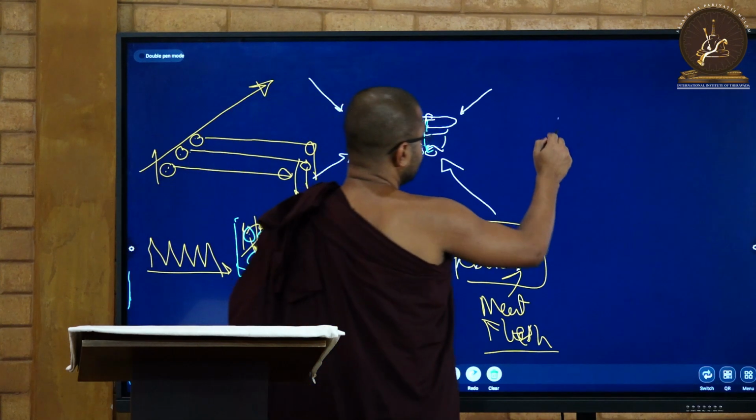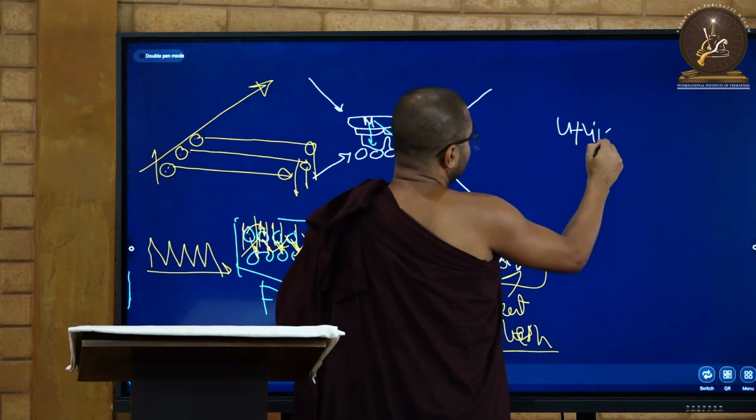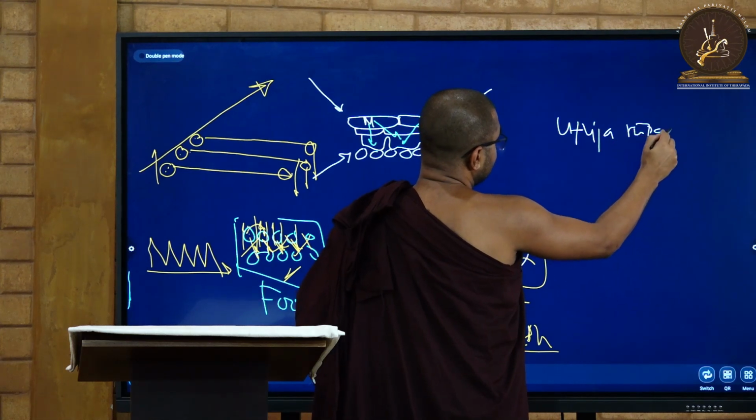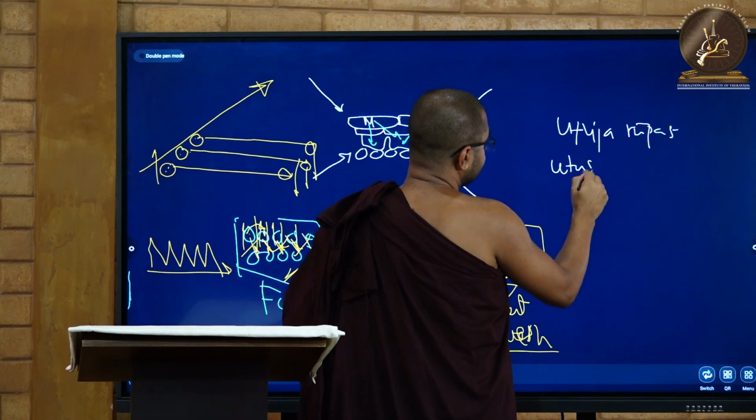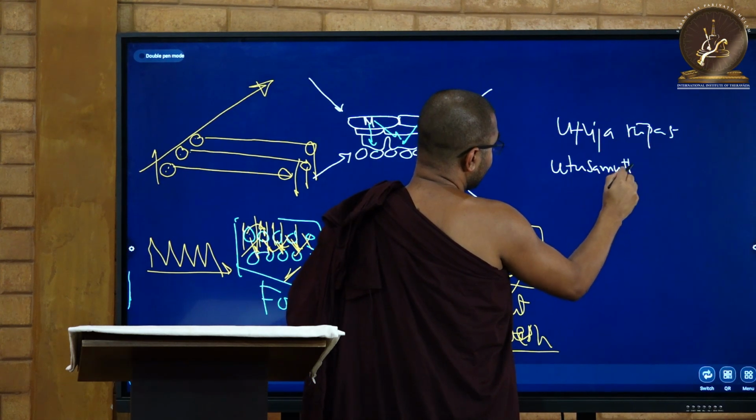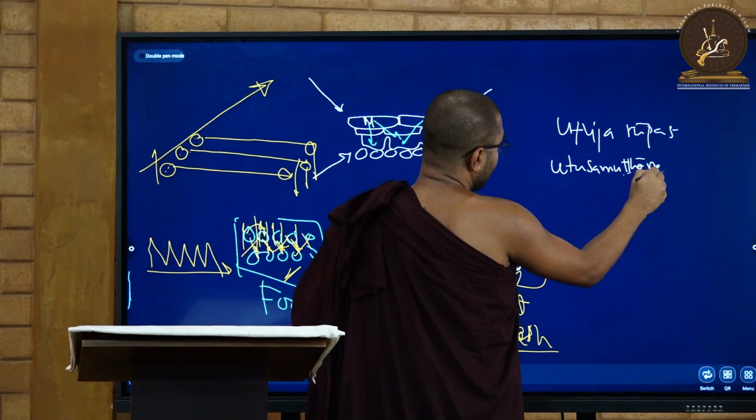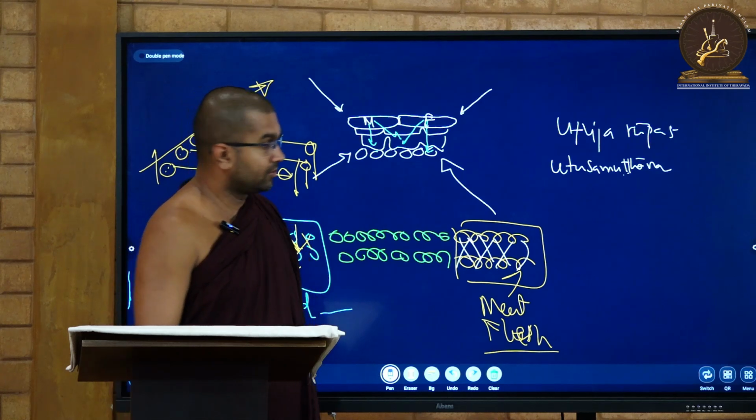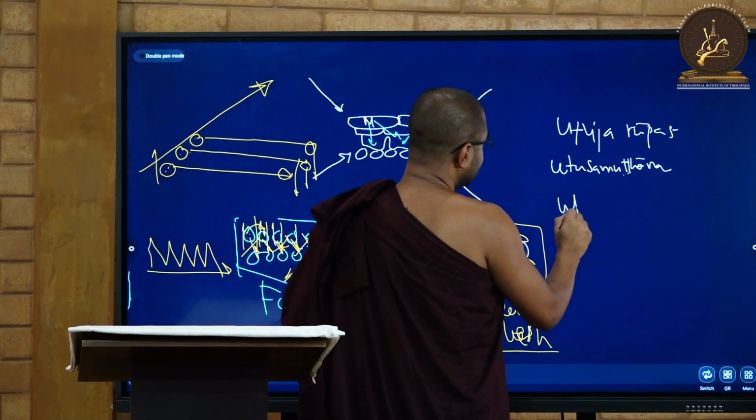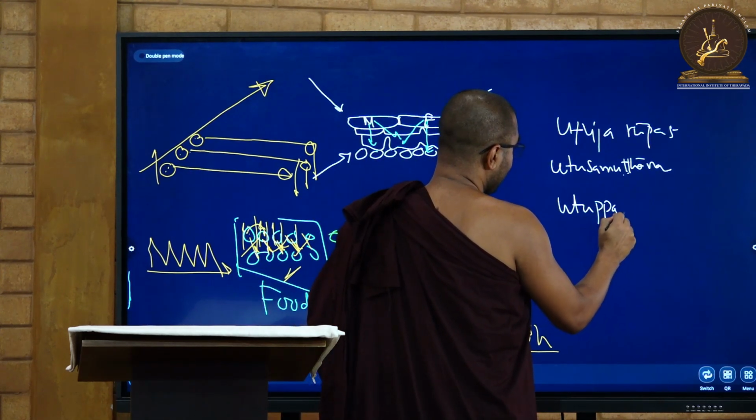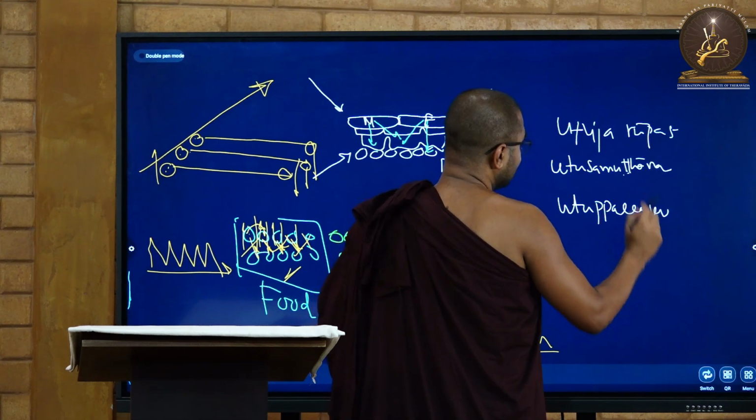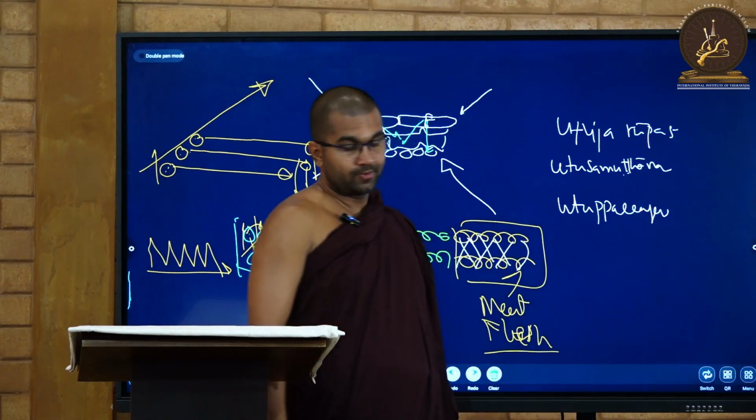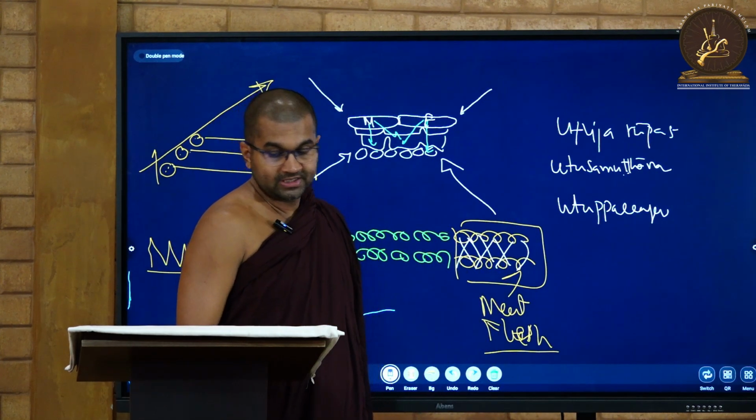Utuja Rupas and Utu Samuttana are identical. Then we have Utupachya Rupas, Rupas affected by Tejo Dhatu, Utupachya Utu Samuttana.